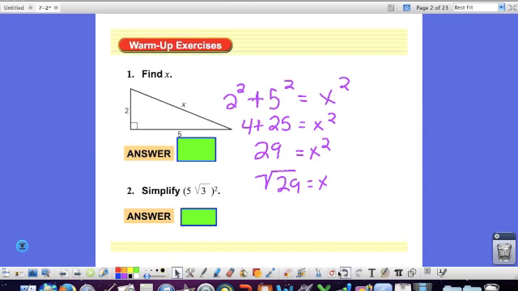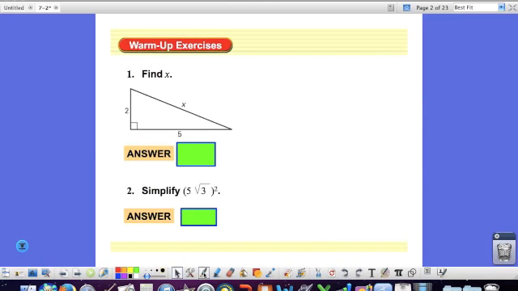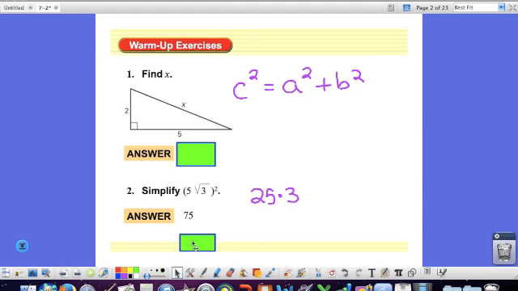Okay, next problem. I said yesterday we should start using c squared equals a squared plus b squared. Now for here, they want us to simplify this. 5 squared is 25. Radical 3 times radical 3 is 3. So 25 times 3 is 75.